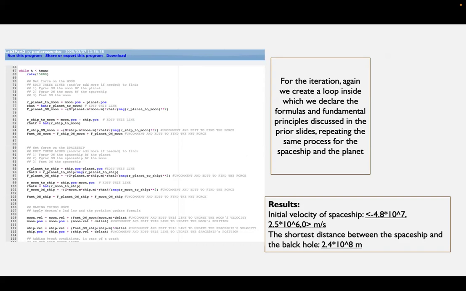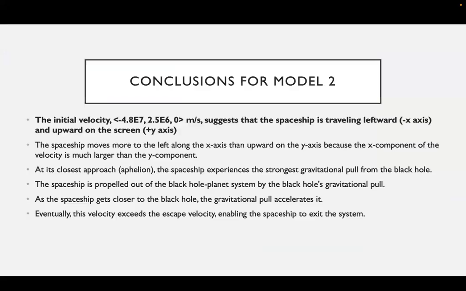As a result of the code, I got that the initial velocity of the spaceship is minus 4.8 times 10 to the power of 7, 2.5 times 10 to the power of 6 meters per second. The shortest distance between the spaceship and the black hole is 2.4 times 10 to the power of 8 meters.